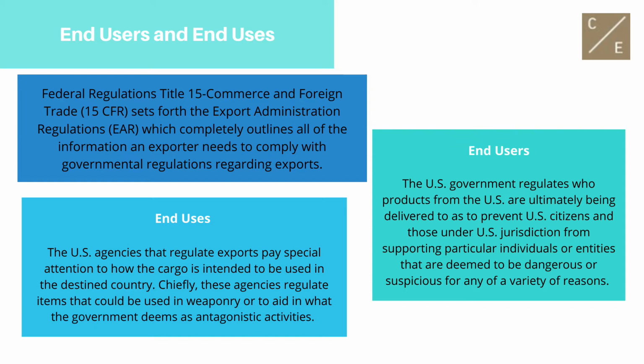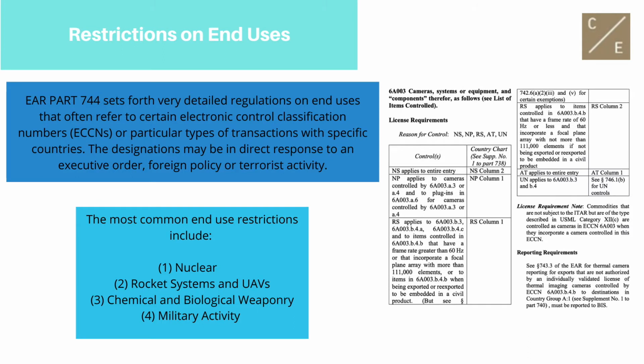With end users, the U.S. government regulates who products from the U.S. are ultimately being delivered to, as to prevent U.S. citizens and those under U.S. jurisdiction from supporting particular individuals or entities that are deemed to be dangerous or suspicious for any of a variety of reasons. Next, we will discuss restrictions on end uses.